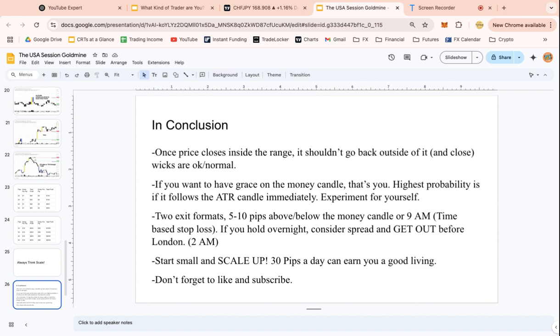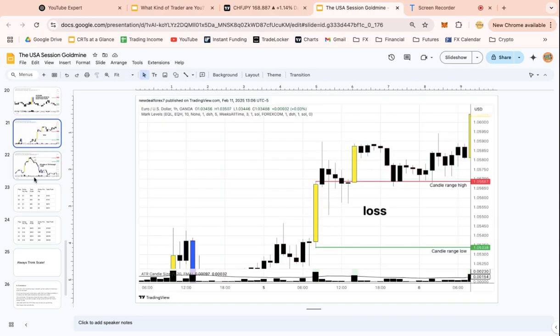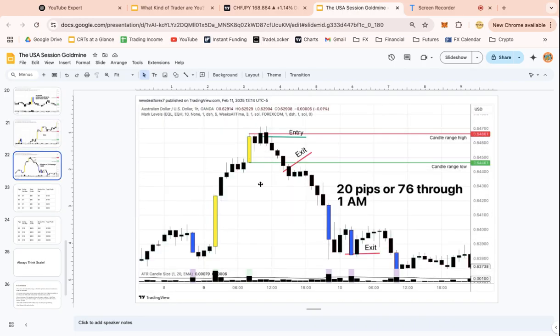If you want to have grace on the money candle, that's up to you. What I mean by that is this. Let's say, for instance, you have an 8 a.m. ATR candle here, and then your money candle doesn't come at 9, but instead it comes at 10, and it spikes up and then closes below. That's up to you.